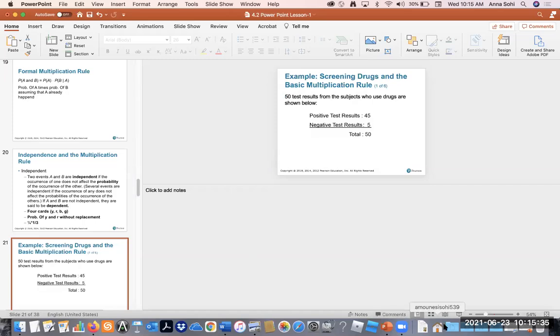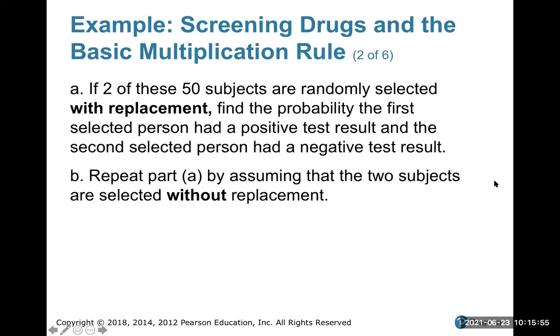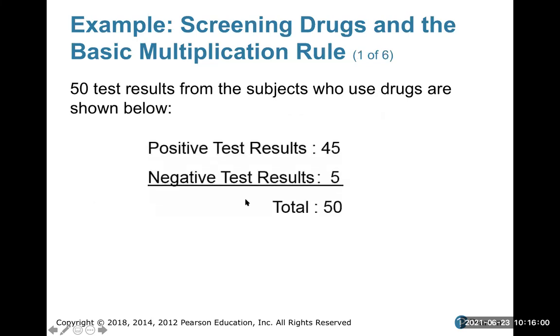Let's just do another example. 50 test results from subjects who use drugs are shown below. 45 positive and 5 negative. It's a total of 50. So let's write down this one, positive test results, 45, negative test results, 5. So write that out.